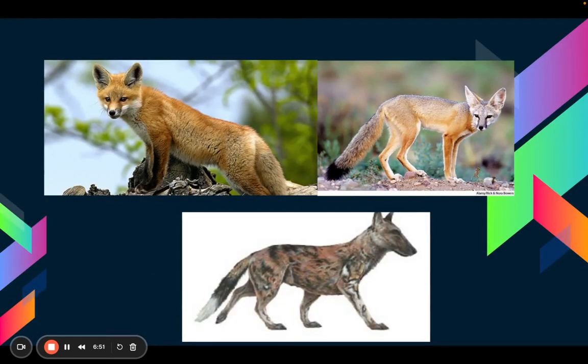Another example of divergent evolution to consider is the red fox on the top left of your screen and the kite fox on the top right of your screen. The kite fox is common to areas of southwestern United States, as well as northern and central Mexico, while the red fox is more common in heavily forested and grassy ecosystems across the United States, Europe, and Asia.